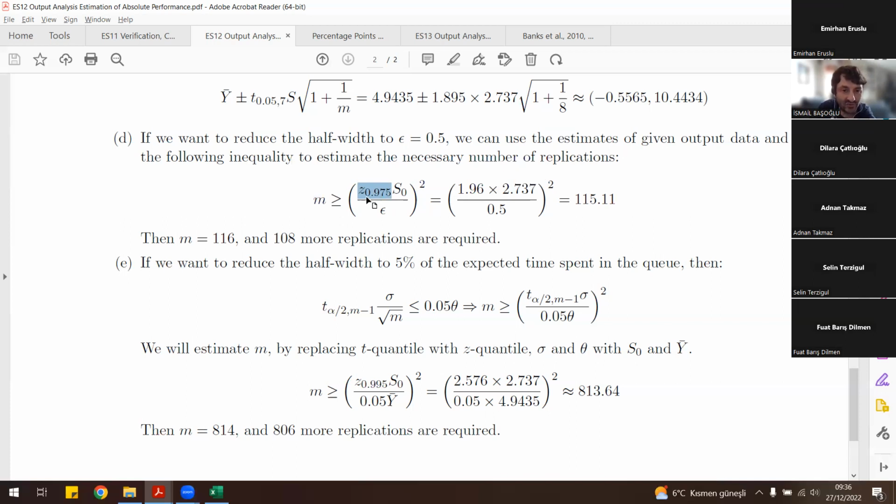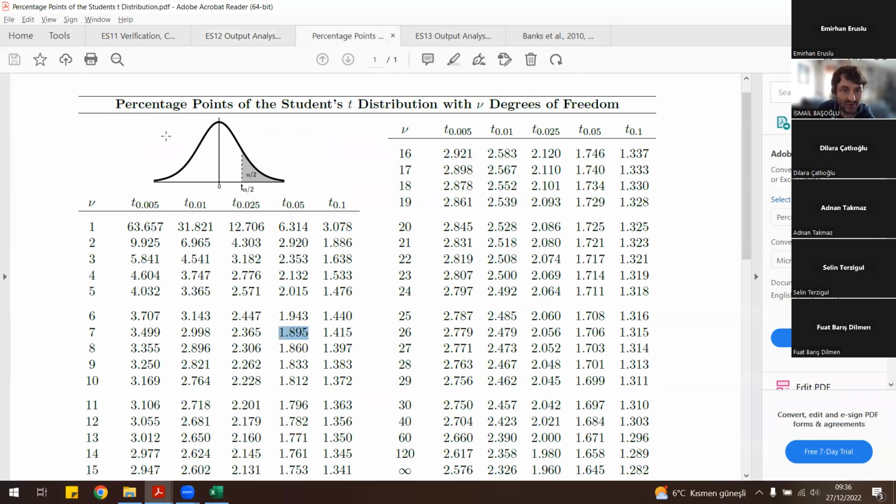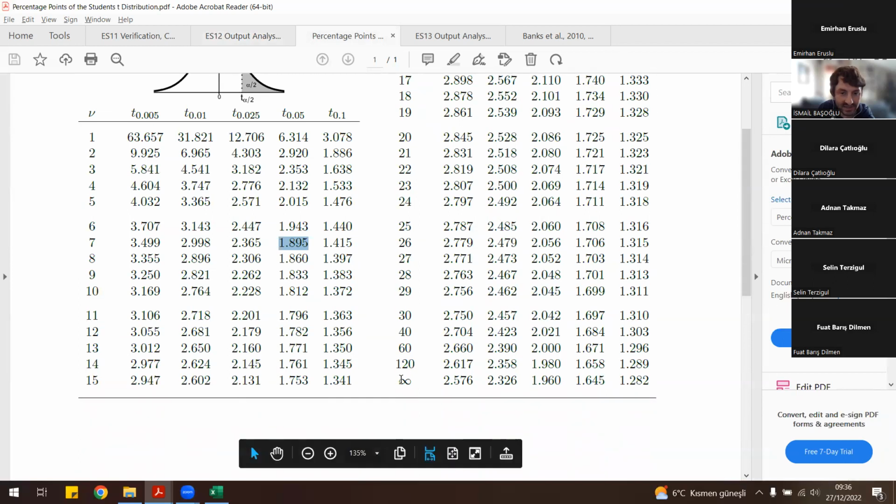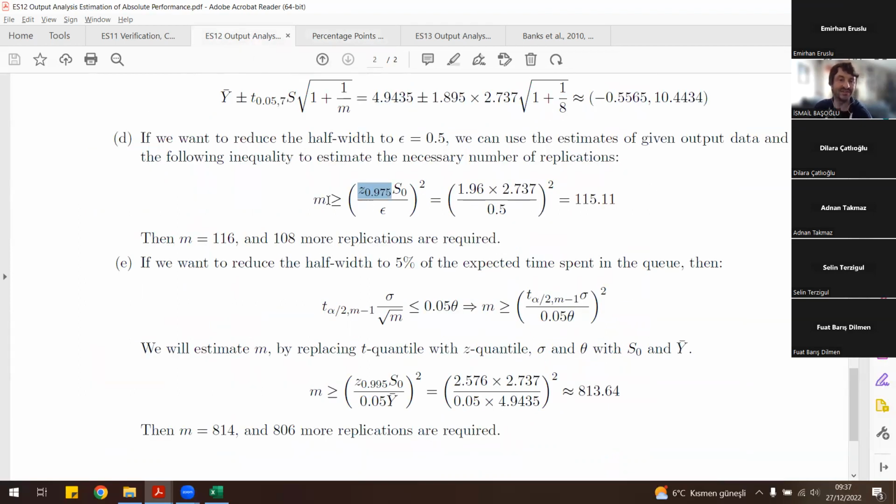And there is no danger of doing that, because what we know from the percentage points of the Student's T distribution is that as the degrees of freedom parameter increases, the quantiles of the T distribution converge to the quantiles of the standard normal distribution. After all, our objective here is to increase the number of replications, right? And we expect that as we increase the number of replications, the T quantile that we are supposed to write in this formulation is going to converge to the standard normal quantile. So there is no danger of replacing it with a Z quantile here.